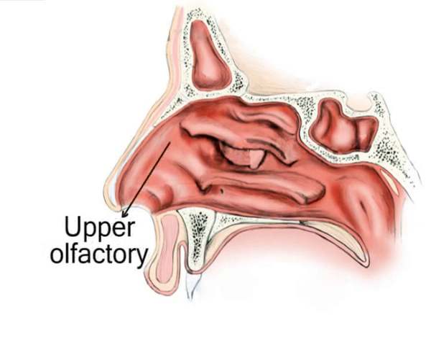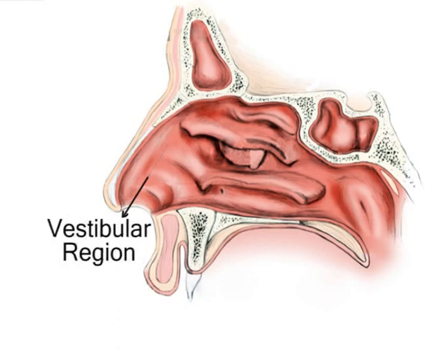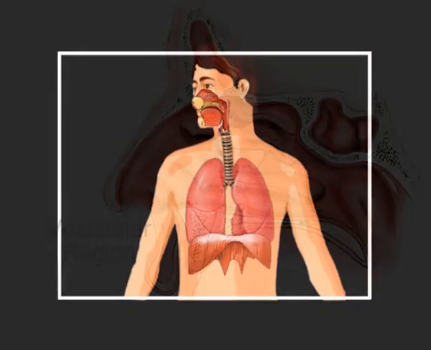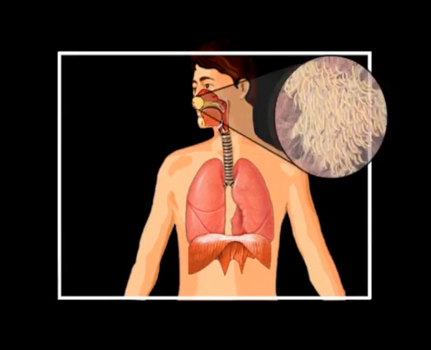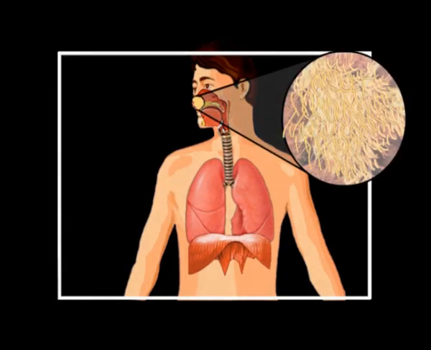Let us check these three regions. Vestibular region. It lies just within the external nares. It is very short and lined with skin. It bears hair and contains some sweat and oil glands.